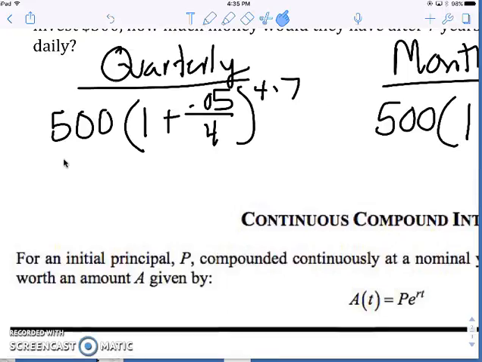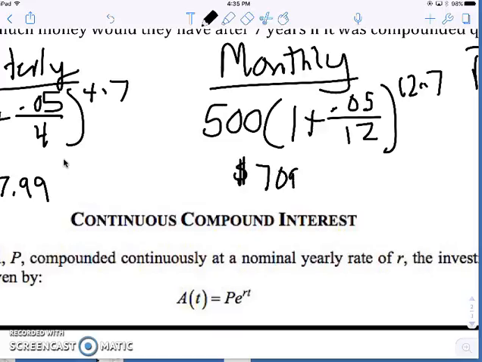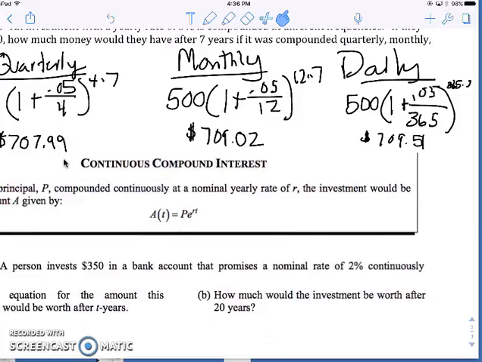So 500 times 1 plus 0.05 divided by 4 to the power. This first one, we would have $707.99. This next one, we'd have $709.02. And let's see what happens daily. We have $709.51. So as you can see, the more we compound it, the more money you're going to get.